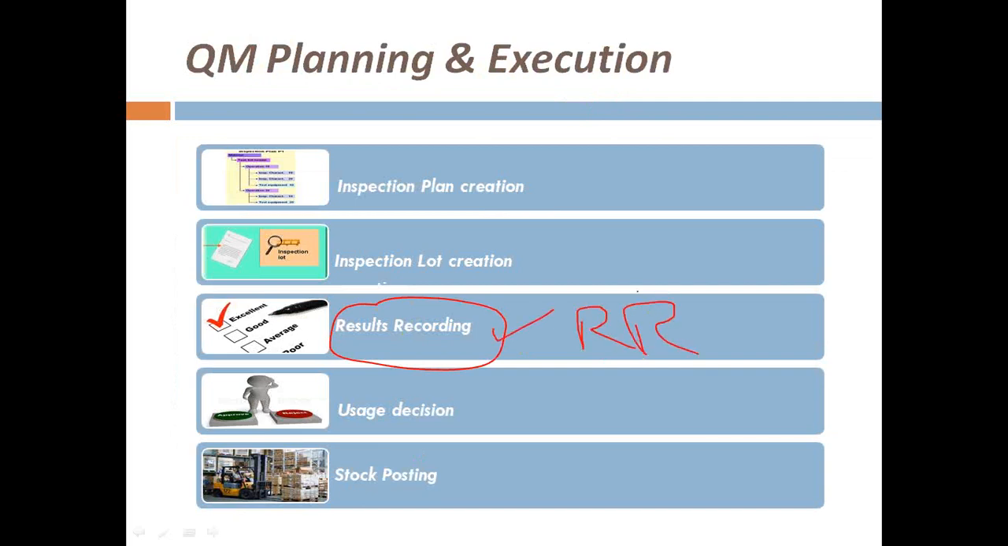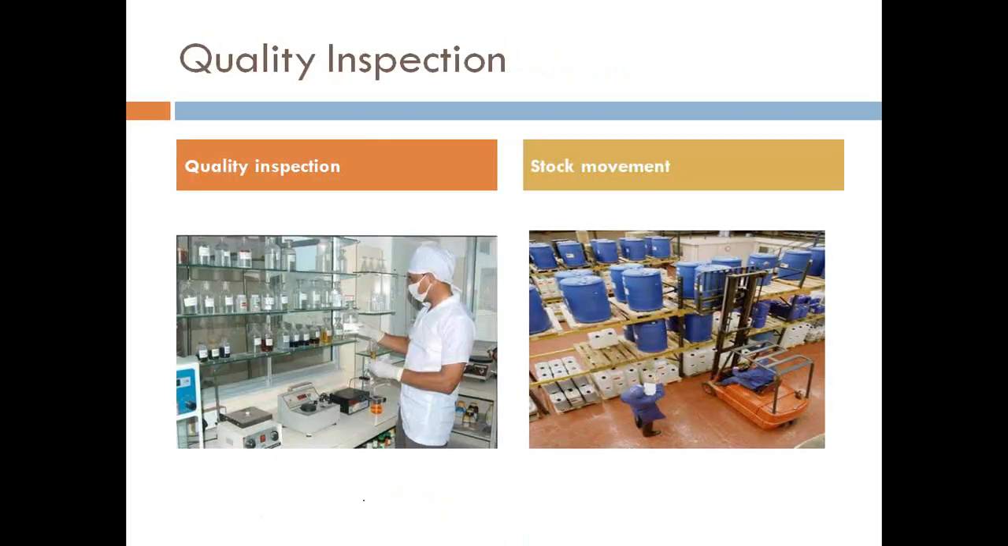Once he enters the results, he will do the UD, the usage decision, which means overall you are accepting or rejecting. We will learn how to do the results recording and the usage decision. Once that is done, we go for stock posting. Normally in industries, when the material is received, first they put it in a quality area, the receiving area. Once the analyst does the analysis and approves it, they move it to the approved area.